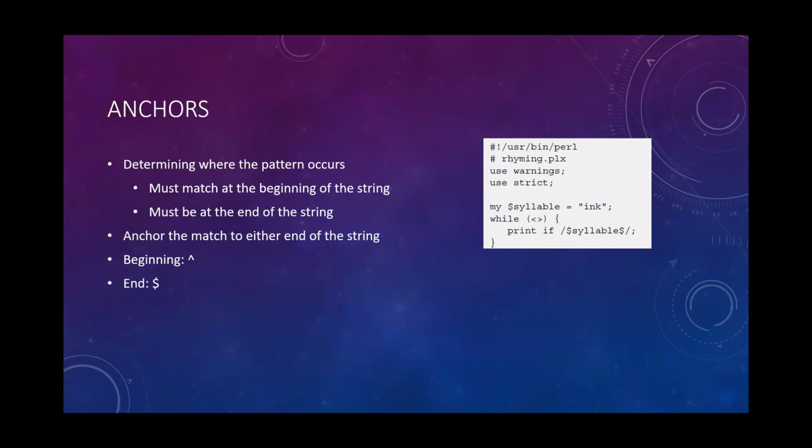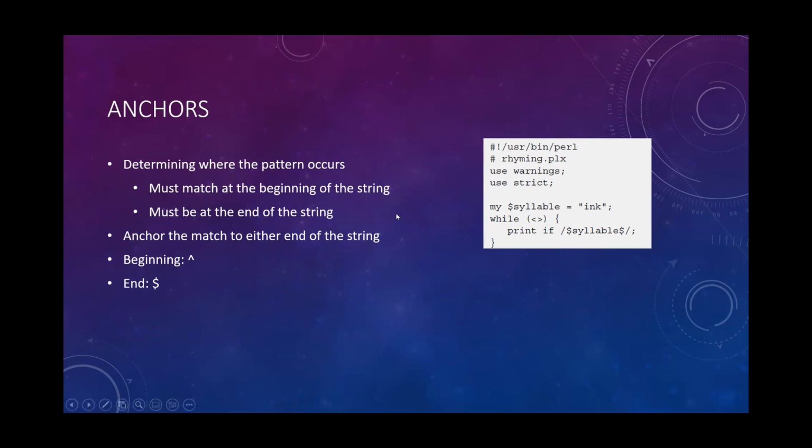We can also use something called an anchor, which is going to determine where the pattern occurs. So it's either at the beginning of the string or the end of the string. And it is going to allow us to look for specific things. For example, anchors are really good to use to look at file extensions. If I'm going to open a file that I assume is a .txt, I can use an anchor to look to see if the end of whatever file name was entered ends with a .txt.